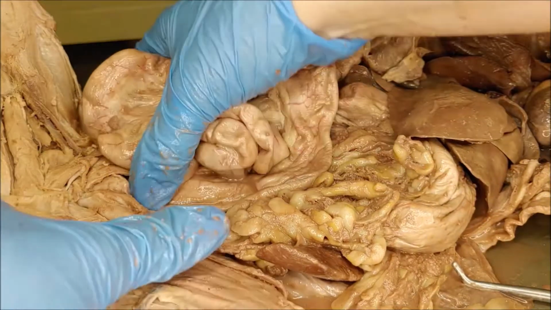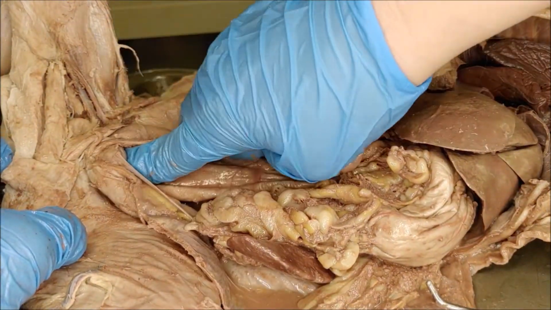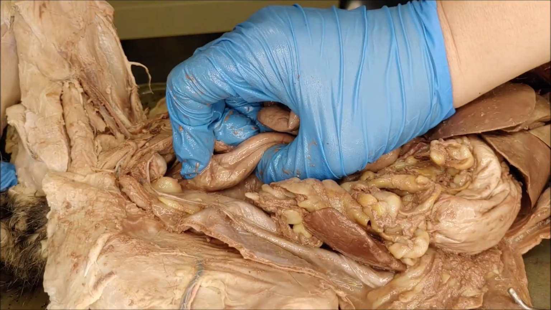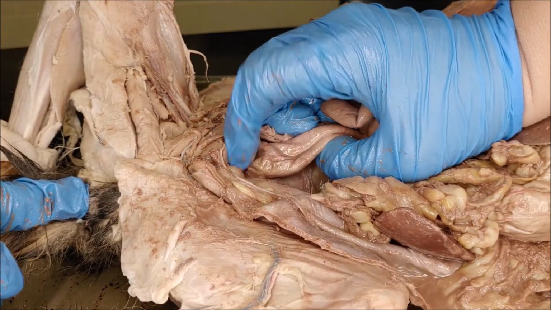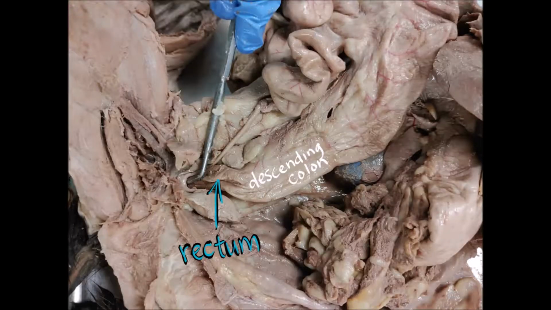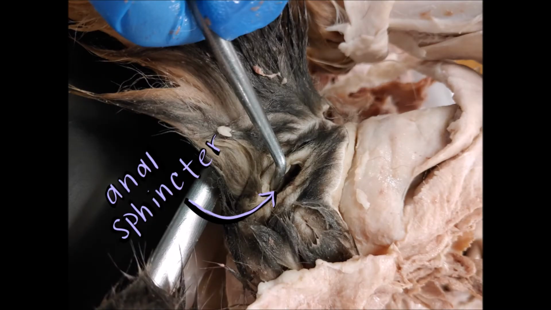And then the last few inches of the descending colon is the rectum, right there. So that's part of the colon. And then the anal sphincter is what opens and closes to allow waste to either exit or be kept inside the body. So the anal sphincter is just inside there.